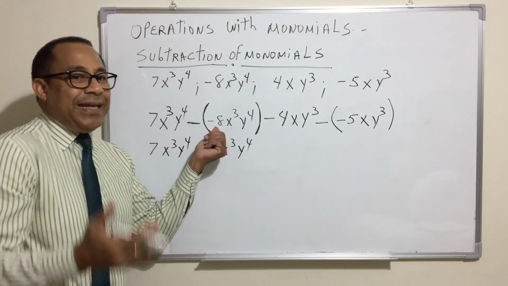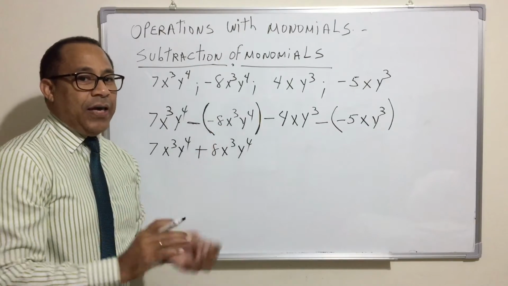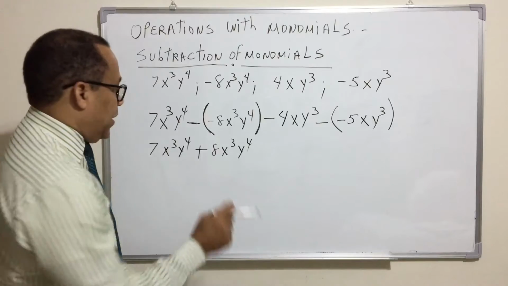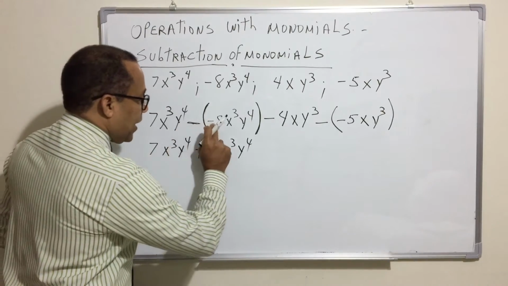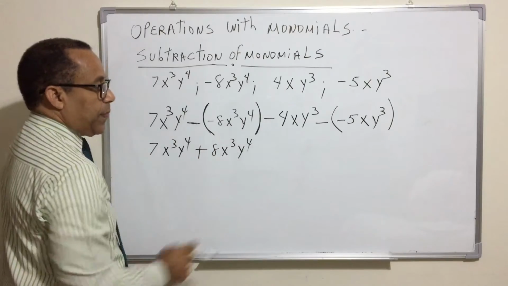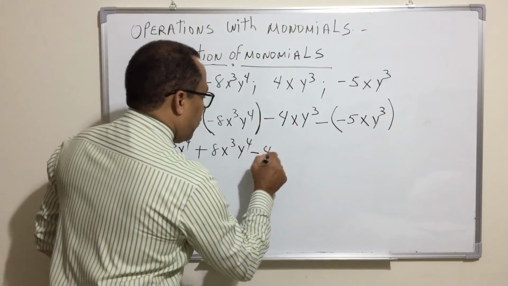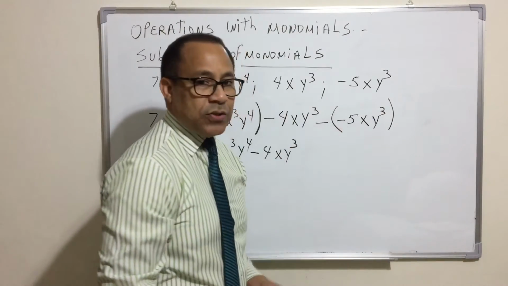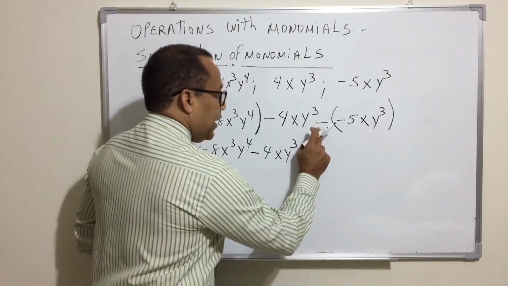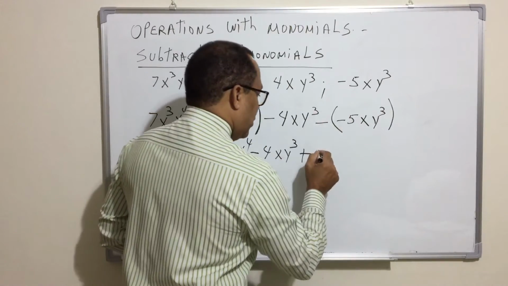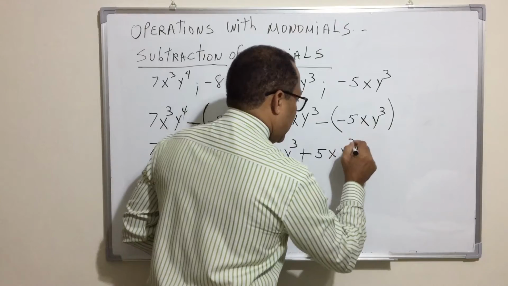This was a negative 8. Now it became positive 8 because of the multiplication of signs. When I said negative times negative becomes positive 8x to the third y to the fourth. Bring down the negative 4xy to the third, and these two signs are also multiplied. So I'm multiplying negative times negative, which is positive, and bring down the 5xy to the third.